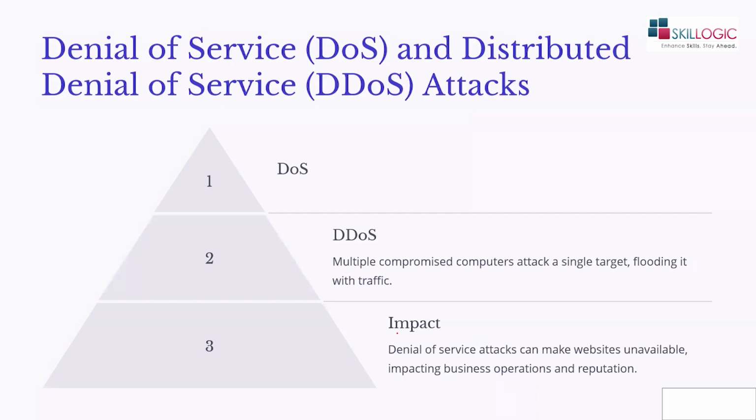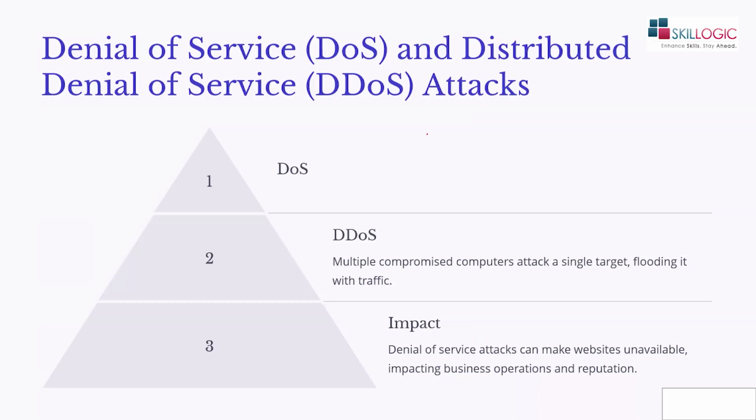DoS and DDoS attacks: denial of service and distributed denial of service. In a denial of service, hackers want to bring down the service, the web application. What they will do is perform lakhs of requests at a single time, which the server won't be able to handle. Then the server goes down.